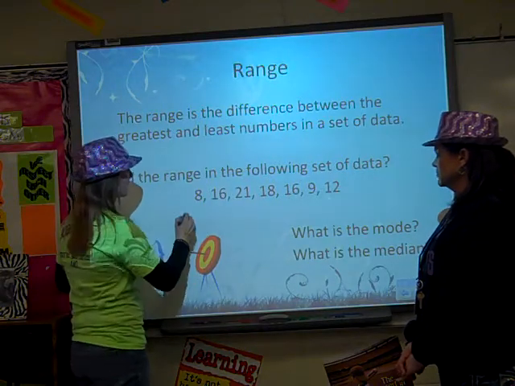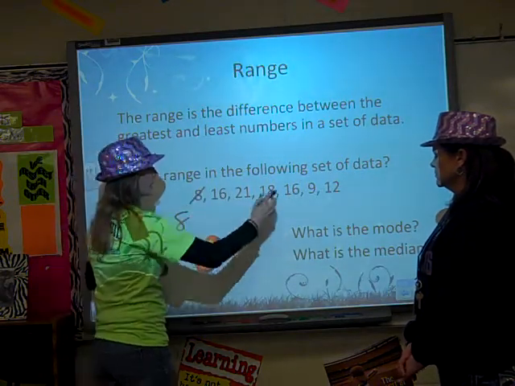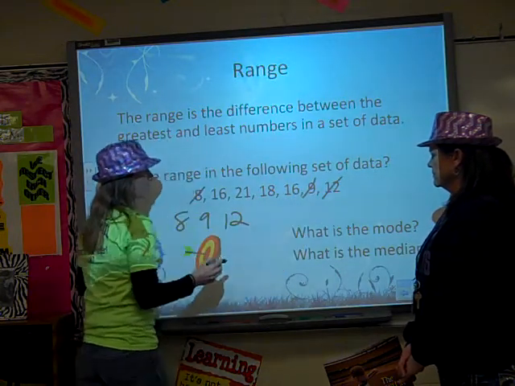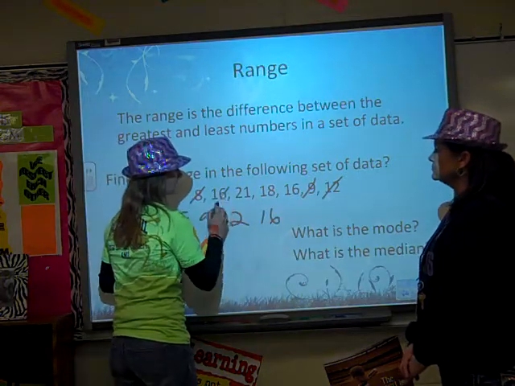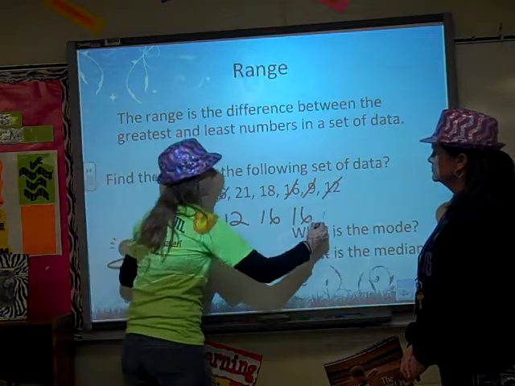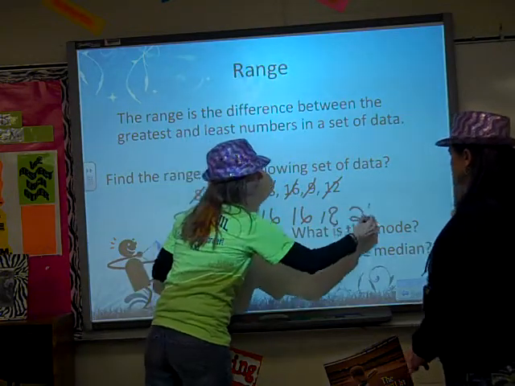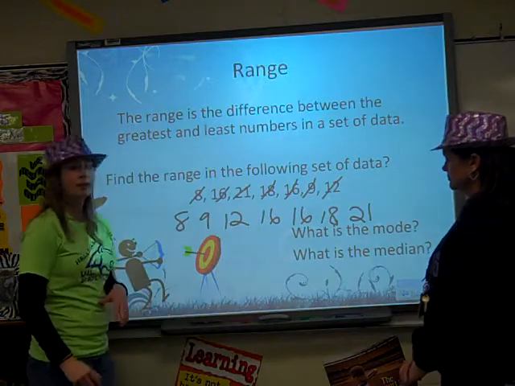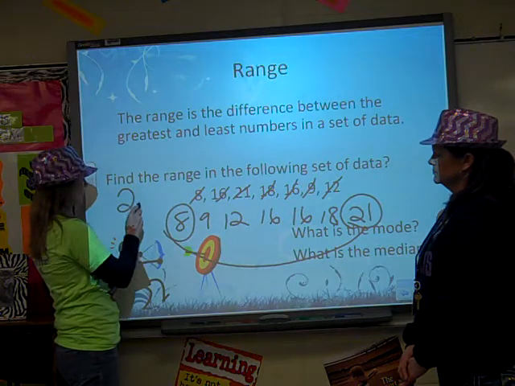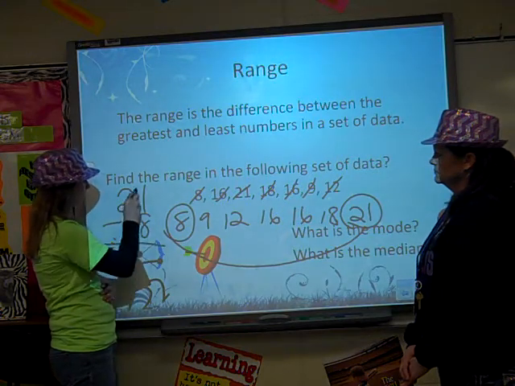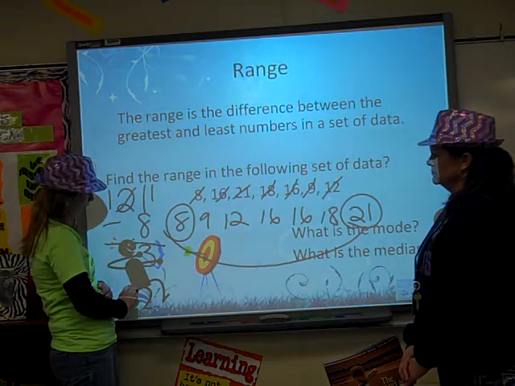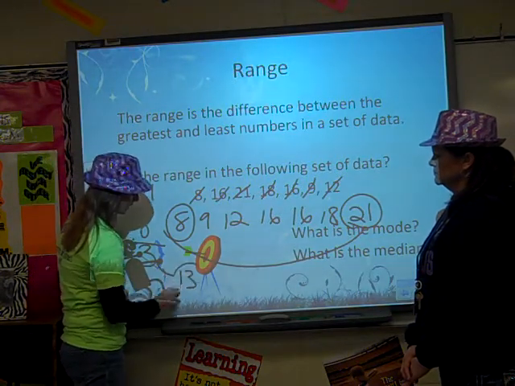I'm going to start with this set of data, and the smallest is 8, and then I have 9, 12. Make sure you're getting rid of them as you go so you don't get lost. 16, and then there's another 16. You forget those if you're not ticking off your data. And then we've got 18 and 21. Okay, and to find the range, I'm simply going to take the biggest number minus the smallest number. So 21 minus 8, we're going to have to borrow. 11 minus 8 is 3, and 1 minus nothing is 1. So our range is 13 for this set of data.